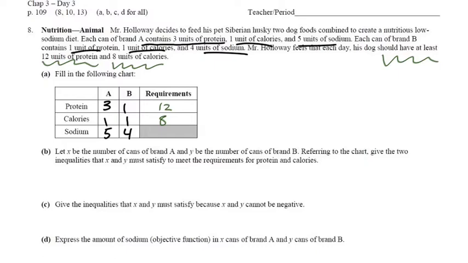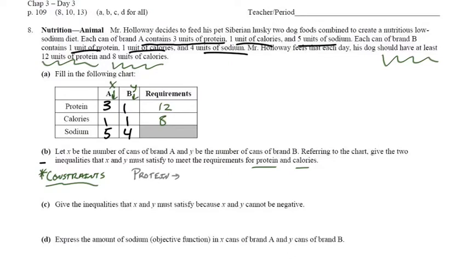We're going to use those numbers for part B, which says, let X be the number of cans of brand A. So put X's for brand A. And Y is going to be the number of cans of brand B. So this is going to be Y's this way. Referring to the chart, give the 2 inequalities that X and Y must satisfy to meet the requirements for protein and calories. In other words, we need to come up with our constraints based on the protein and the calories that the dog needs. So let's start with the protein one.